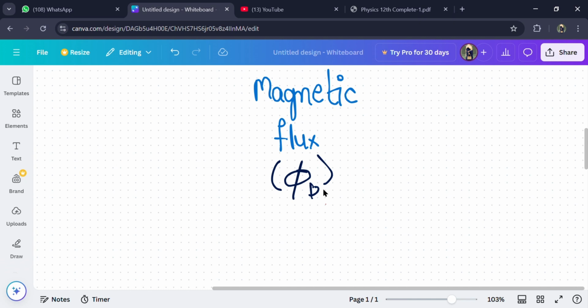So today we'll be learning about magnetic flux and then we'll study magnetic flux density in detail. We'll study the basic concept that is being implemented in this scenario of magnetic flux.